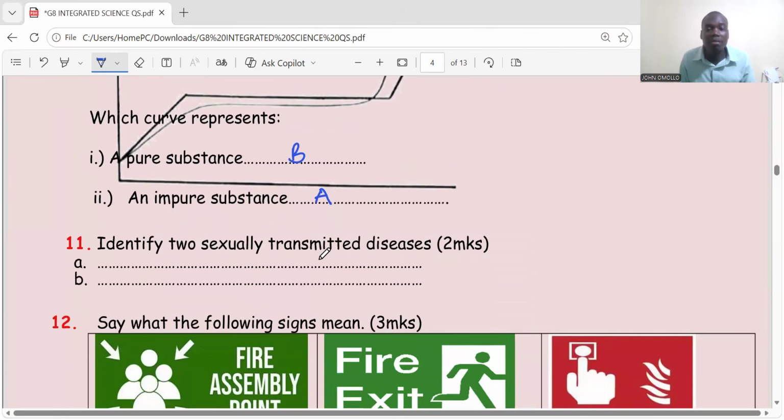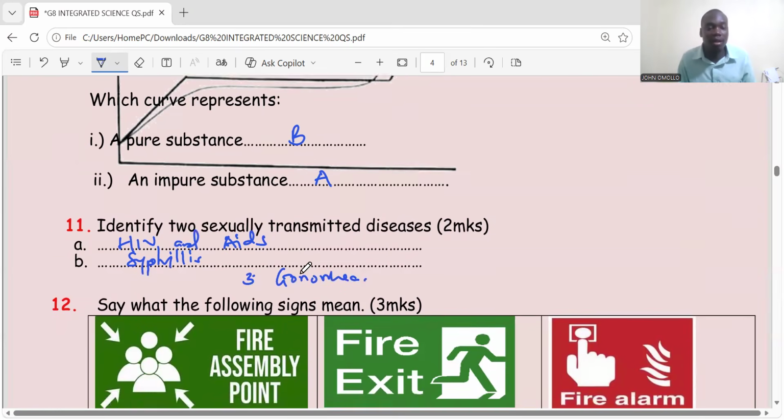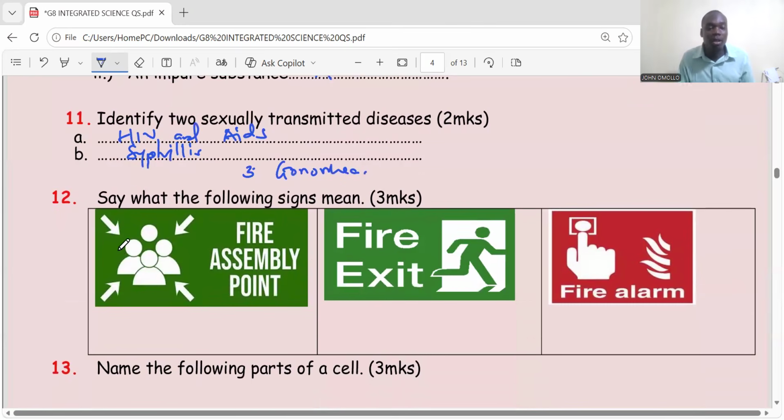Identify two sexually transmitted diseases. Now, STDs. Number 1, HIV and AIDS. Number 2, we have syphilis. Number 3, we can talk about gonorrhea. So those are some of the sexually transmitted diseases. Let's move to number 12.